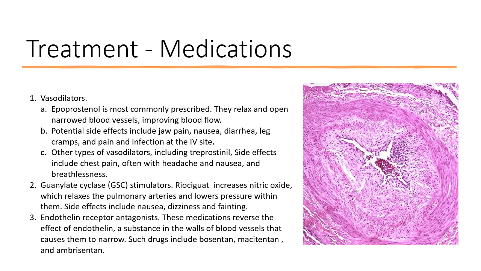Third are endothelin receptor antagonists. These medications reverse the effect of endothelin, a substance in the walls of blood vessels that causes them to narrow. Such drugs include bosentan, macitentan, and ambrisentan. These drugs may improve energy level and symptoms. However, they can damage the liver. Therefore, a monthly liver function test is mandatory. They are also contraindicated in pregnancy.